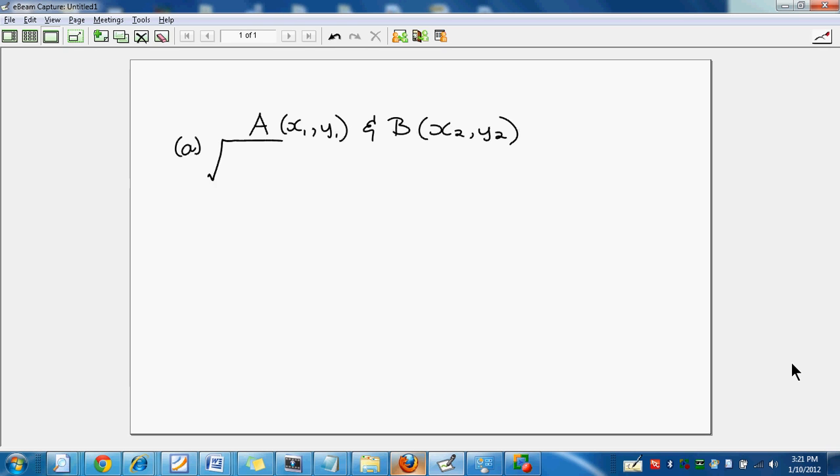the square root of (x2 minus x1) all squared plus (y2 minus y1) all squared.